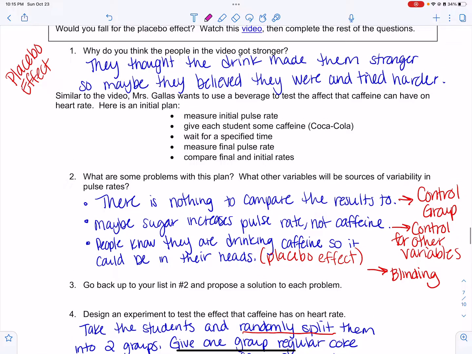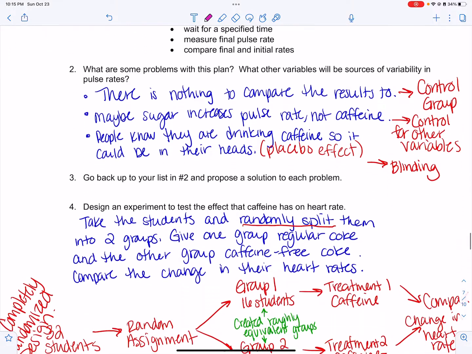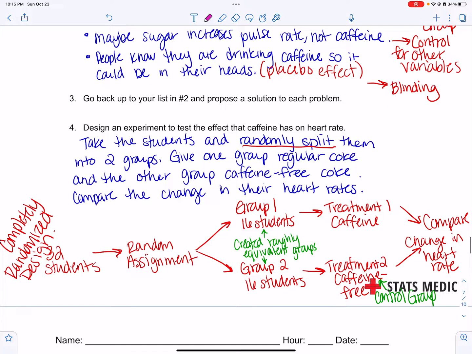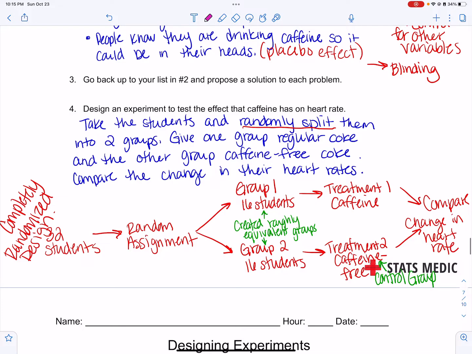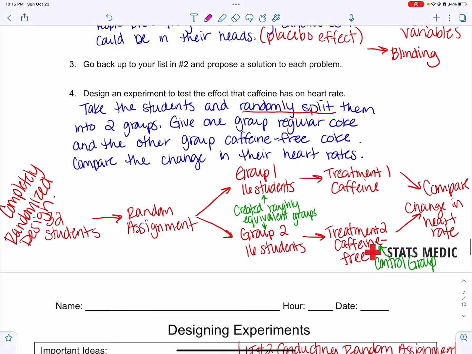And so there are solutions to what I just spoke about. So here's an experiment that you could do. You could completely randomize. This is a completely randomized design, just what I spoke about, where you have the 32 students, or however many students you have in your class, and you randomly assign them to group 1 and group 2, and they're about equal. Treatment 1 gets caffeine, treatment 2 gets caffeine free, and that's the control group, and then you compare the change in heart rate for these particular students. You could write it out, or you could do it the way I showed you here.